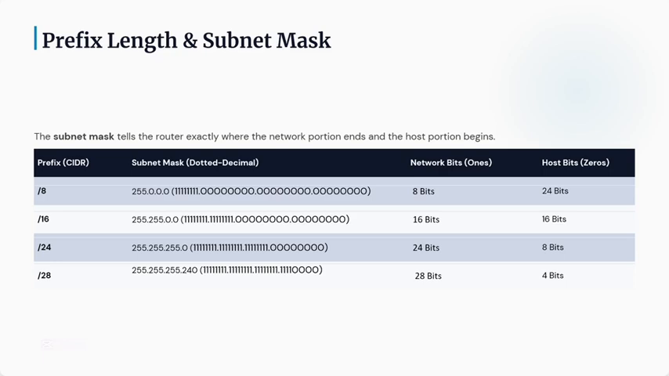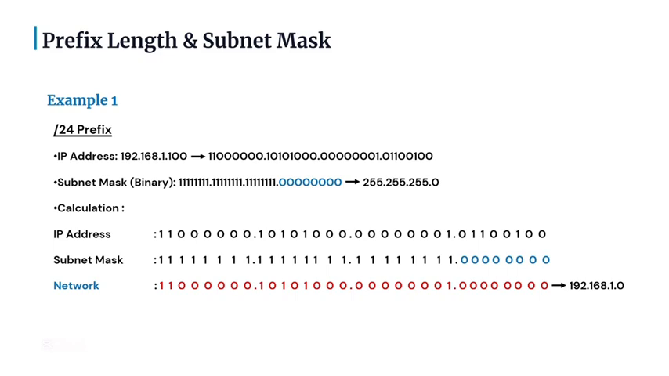Remember this rule? A longer prefix secures more networks, but leaves fewer addresses for host devices. Let's walk through a practical example to see how a router calculates the exact network portion using binary logic. In this first example, we have a device with the IP address 192.168.1.100 and a standard /24 prefix.